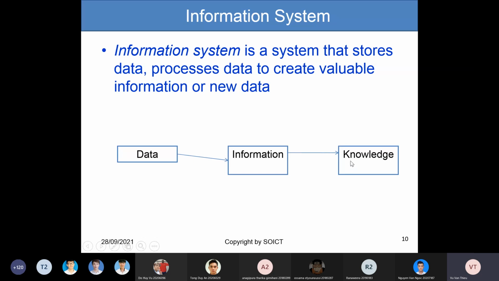This is information system. In general, information system is a system that stores data, processes data to create valuable information or new data. So that is the definition of information system. And this figure shows the process of information system.